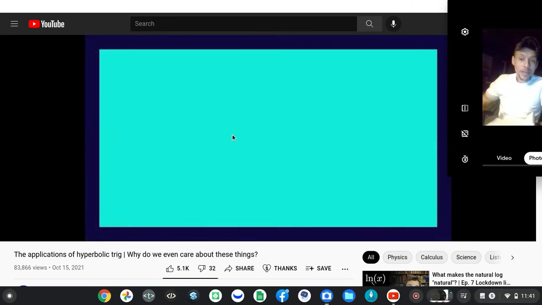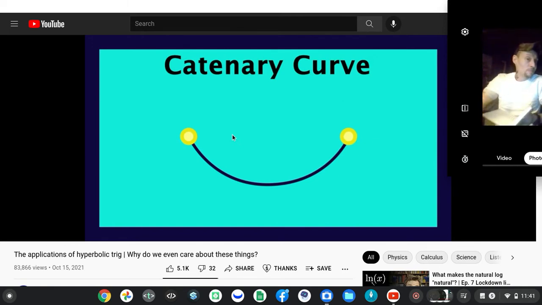But now let's get to some real applications. The most famous example, which I've discussed before, is the catenary curve. When a cable or rope hangs between two fixed points, and is only acted upon by gravity, the resulting curve is hyperbolic cosine.